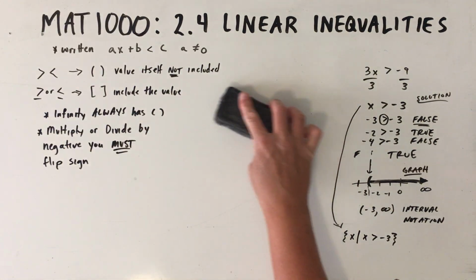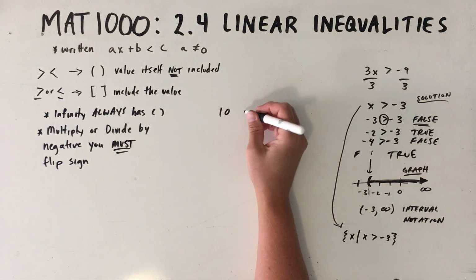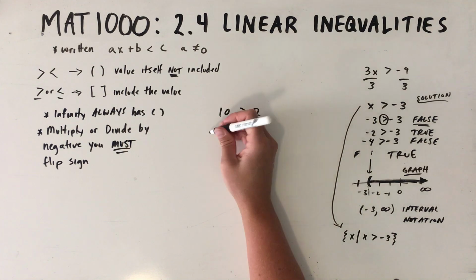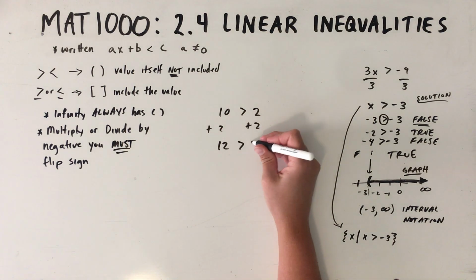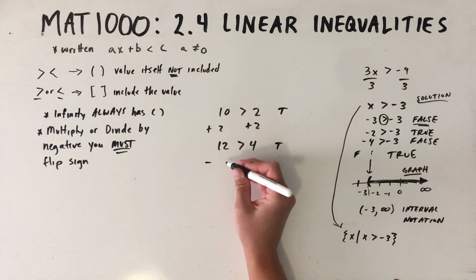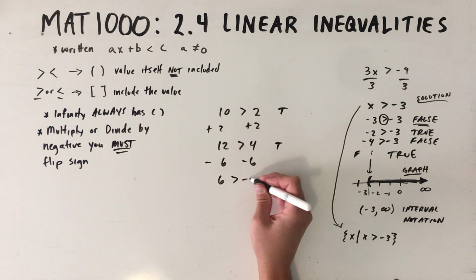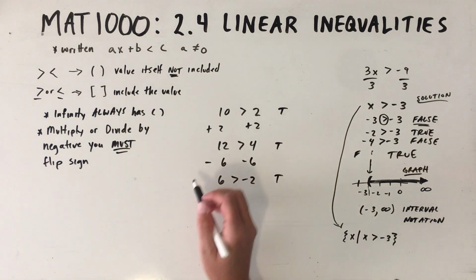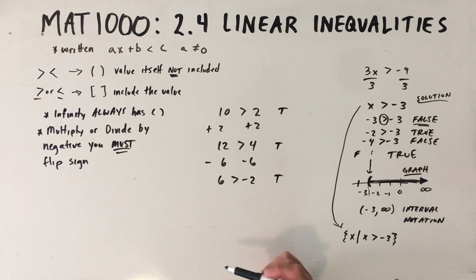Now I can add and subtract stuff all day long. If I start with this true statement of 10 is greater than 2, and I add 2 to both sides, 12 is greater than 4, this is true. If I subtract 6 from both sides, 6 is greater than -2, this is still true. So it doesn't matter if I add or subtract. I can add and subtract all day, the statement stays true.